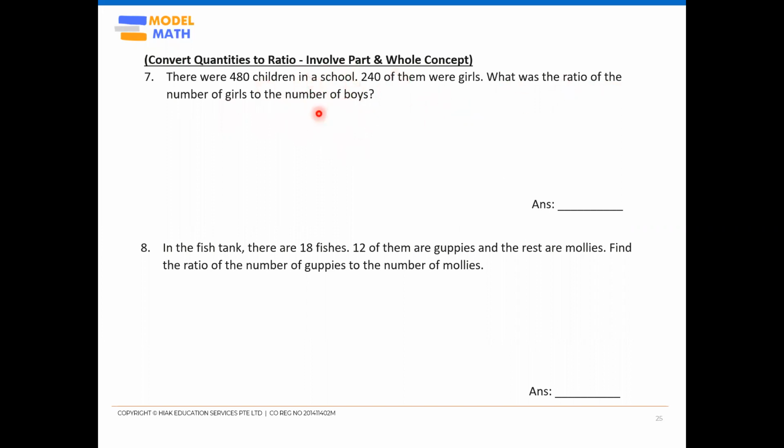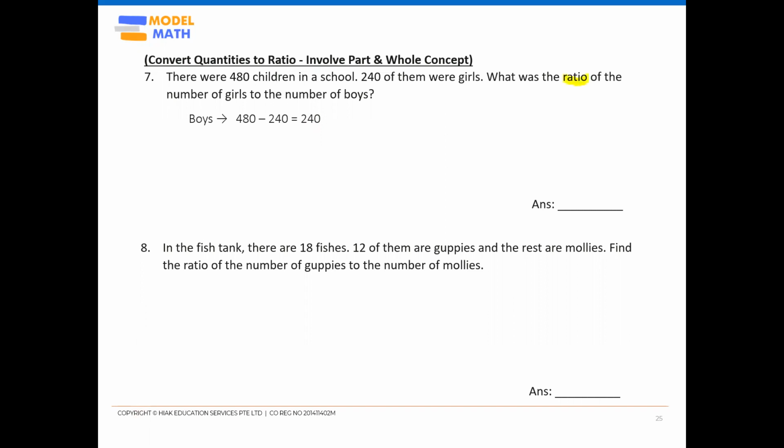So based on the information given, I think that's quite straightforward. They give us total children, they give us the girls. So to find the number of boys, I will have to take the total children and subtract away the girls. And that leaves us with 240 boys. Okay. Now the next thing is, look back at the question. They want us to create a ratio.